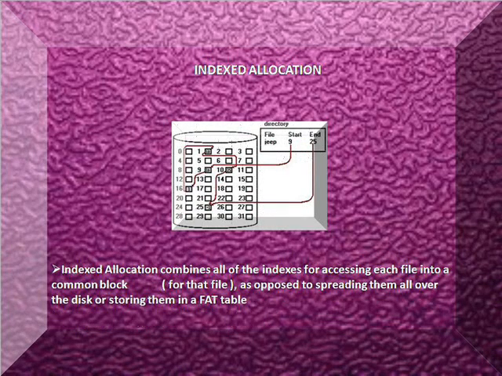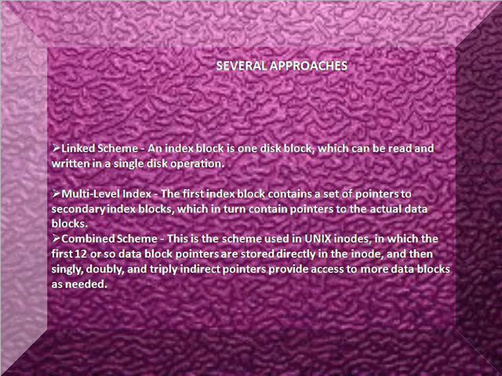Indexed allocation. Indexed allocation combines all of the indexes for accessing each file into a common block, as opposed to spreading them all over the disk or storing them in a FAT table. Several approaches. Linked scheme. An index block is one disk block, which can be read and written in a single disk operation. Multi-level index. The first index block contains a set of pointers to secondary index blocks, which in turn contain pointers to the actual data blocks.